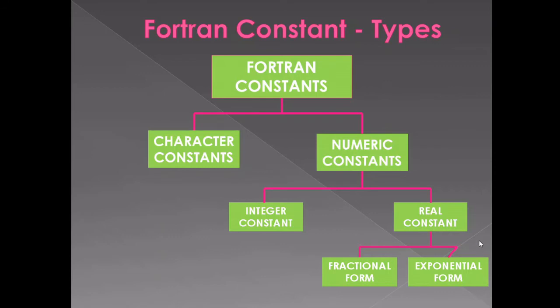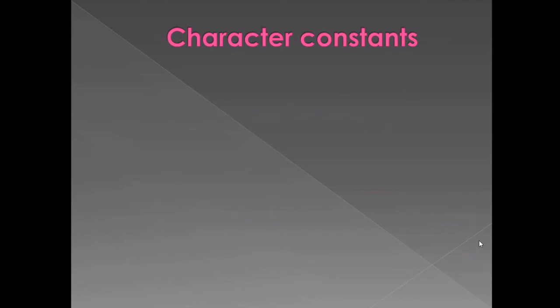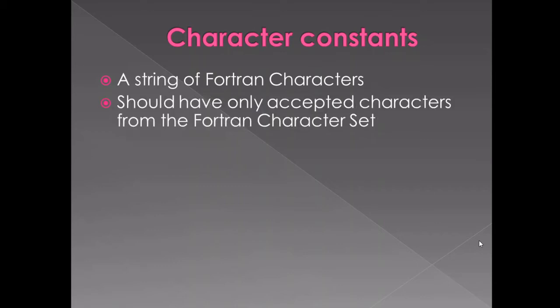Next, let's go into these constants one by one. Character constants. What are these? Character constants are nothing but a string of Fortran characters. A string of Fortran characters means the character set that we were talking about. It's a string of Fortran characters, one followed by the other. A basic requirement of a character constant in Fortran is that it should have only accepted characters from the Fortran character set. Otherwise, the compiler will show an error.